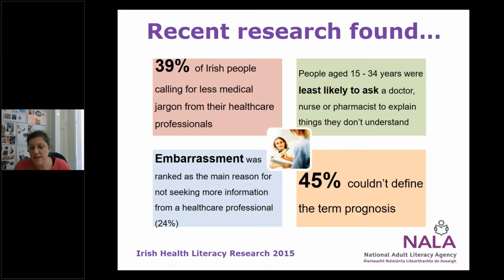And then finally, that dreadful term, prognosis. 45% of people couldn't define the term prognosis. And again, there's a lot of language around healthcare: diagnosis, prognosis, percentages, you know, a 10% chance that'll work. What does that mean? And again, we have to get a little bit more empowered and confident, all of us, to actually question the doctor a bit more and ask them, what do you mean by that?